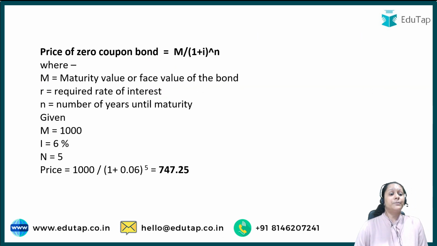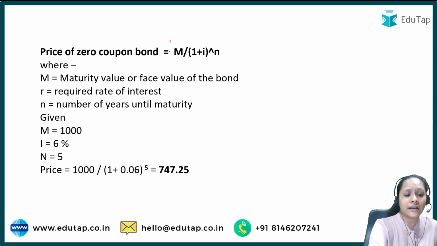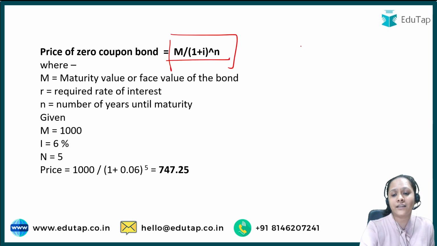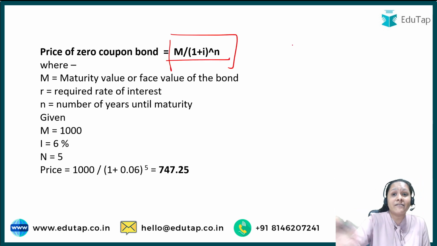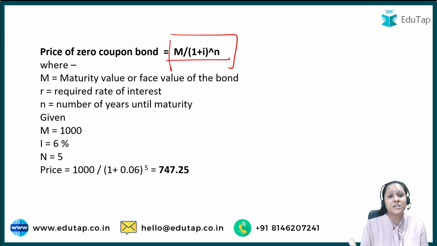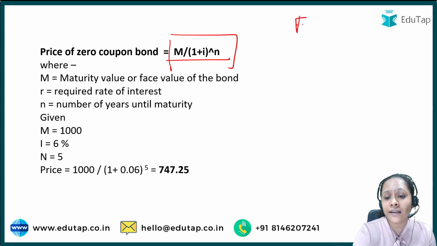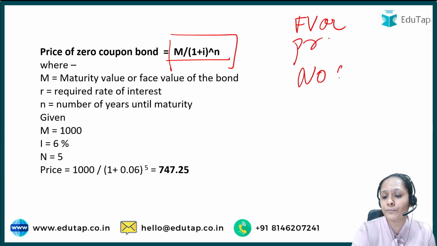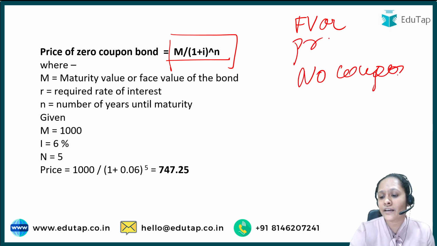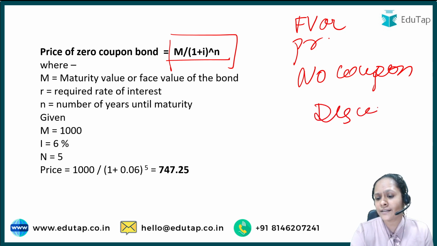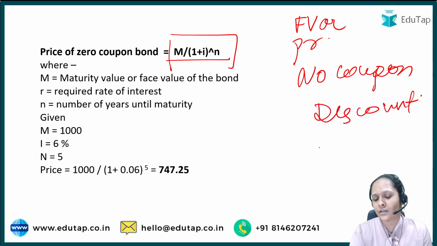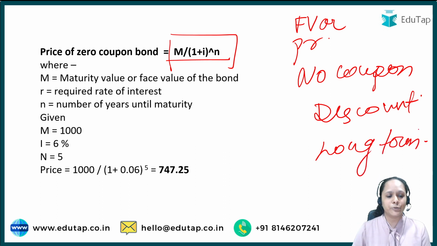Now, the price of a zero coupon bond is calculated simply by dividing the value which you would be receiving at maturity. In zero coupon bonds, what do you get at maturity? Face value or the principal. In zero coupon bonds there are no coupons. Okay, they are issued at a discount, okay, and they have a long term period of maturity. I hope you remember all this.